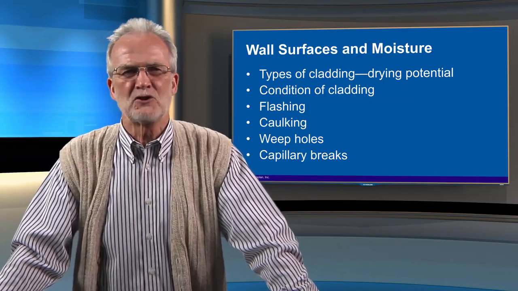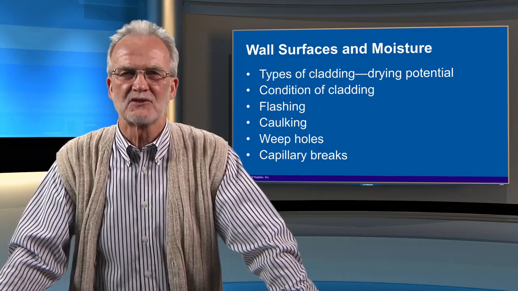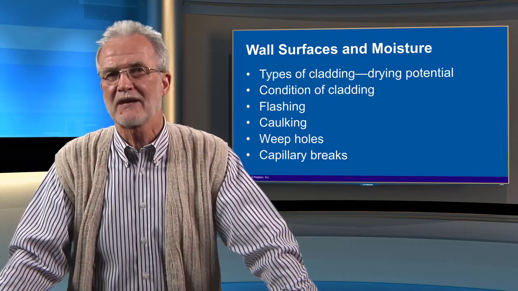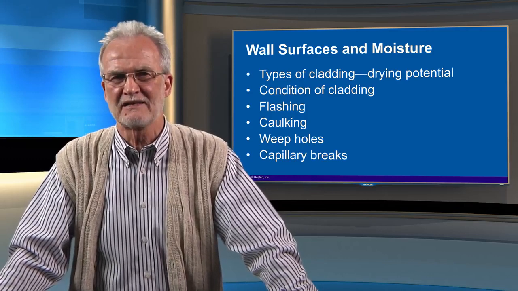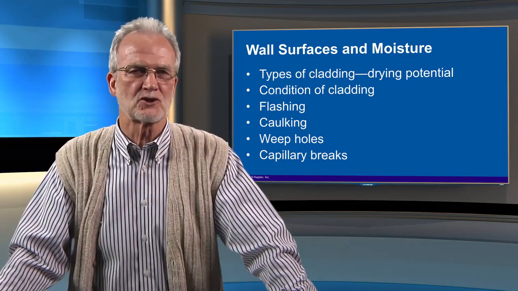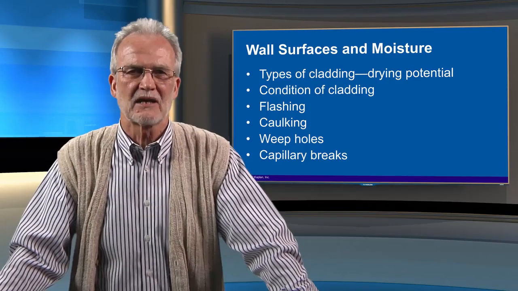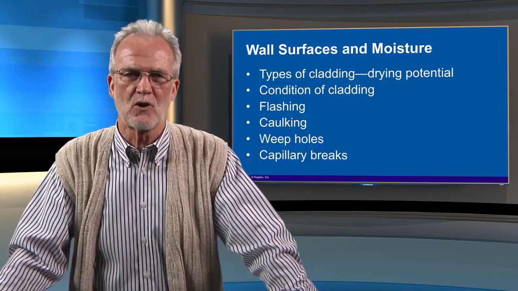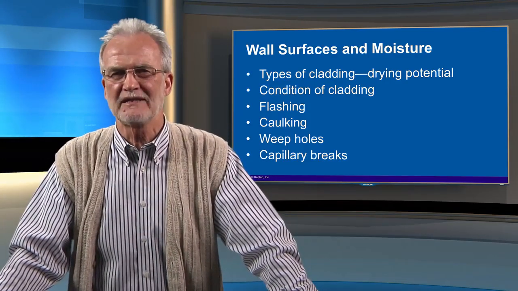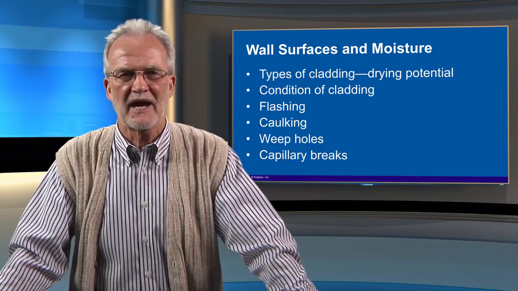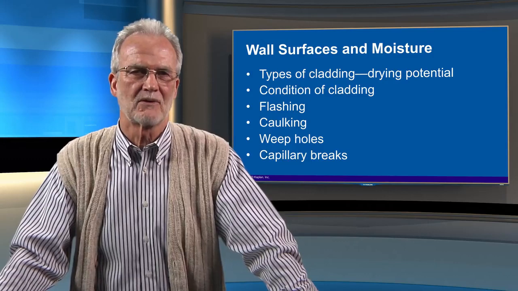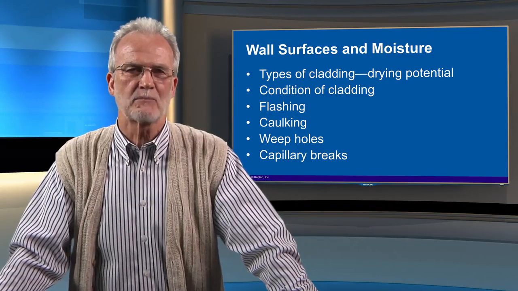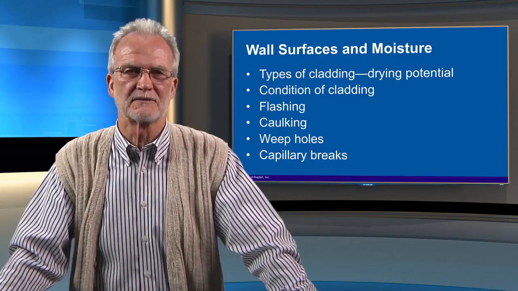Wall surfaces have numerous penetrations, changes in directions, and materials. The more complex the building design, the greater the risk of moisture intrusion. Cladding materials are meant to shed water and should have the ability to dry out. The back of all wall surface materials get damp or wet. Drying potential is very important.